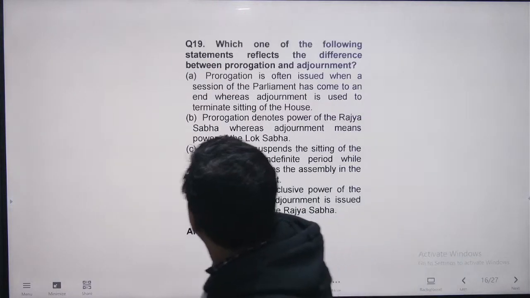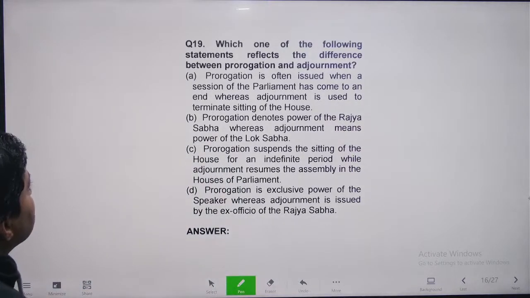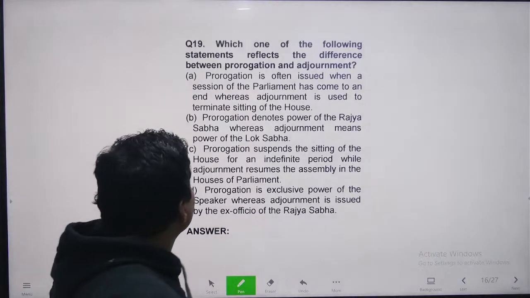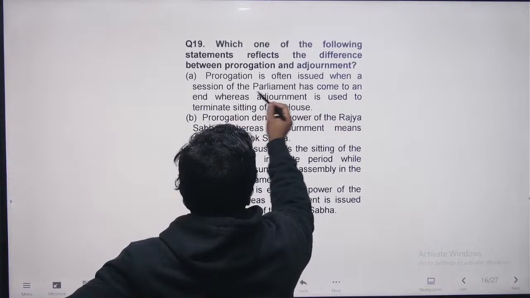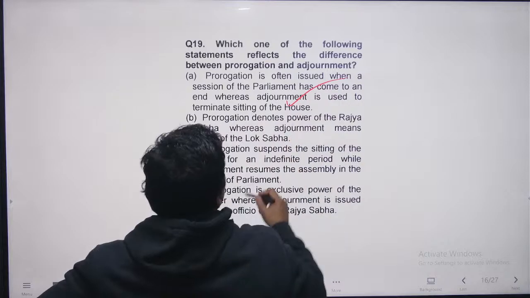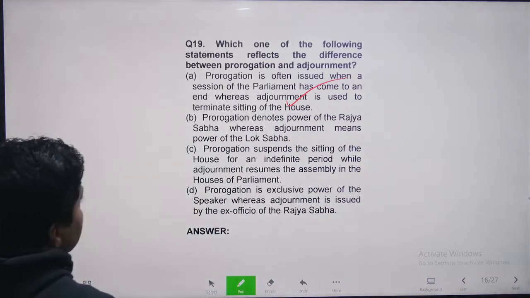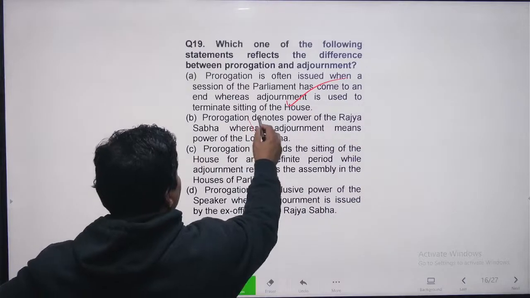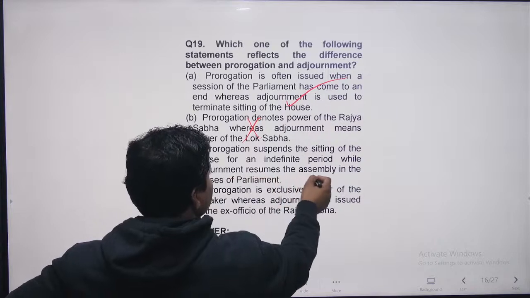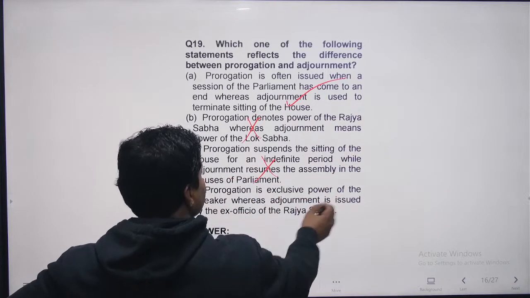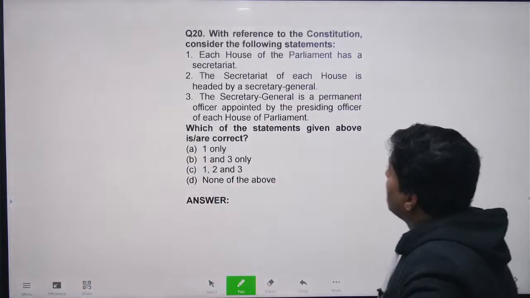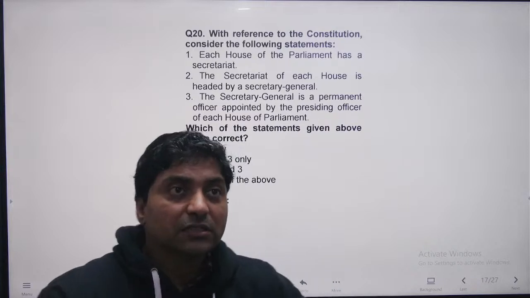Now look at the next question. Which one of the following statements reflects the difference between prorogation and adjournment? Prorogation is often used when a session of the parliament has come to an end, whereas adjournment is used to terminate a sitting of the house. This is correct. The first is correct. The prorogation does not apply to the Rajya Sabha? No. Prorogation suspends the sitting of the house for an indefinite period, while adjournment resumes the assembly? No. Prorogation is the exclusive power of... no. The first is correct.